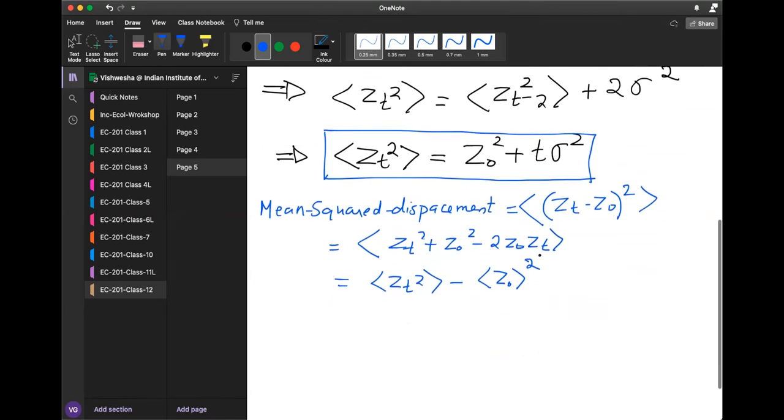Primarily because the average of ZT is same as Z0. So this entire term basically becomes 2Z squared. And Z squared minus 2Z squared will be this. Is that fine?